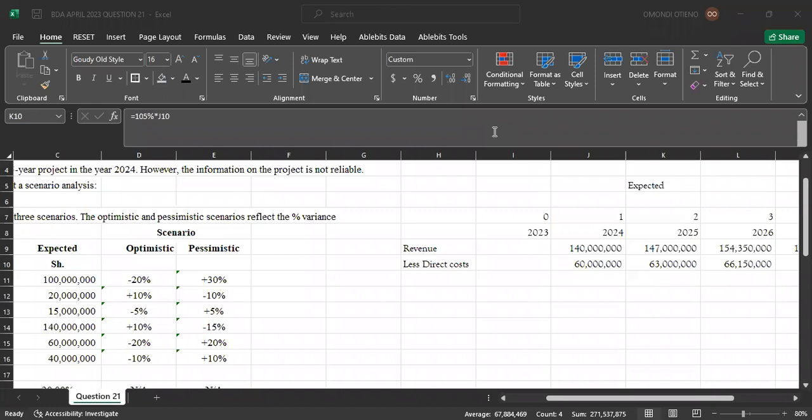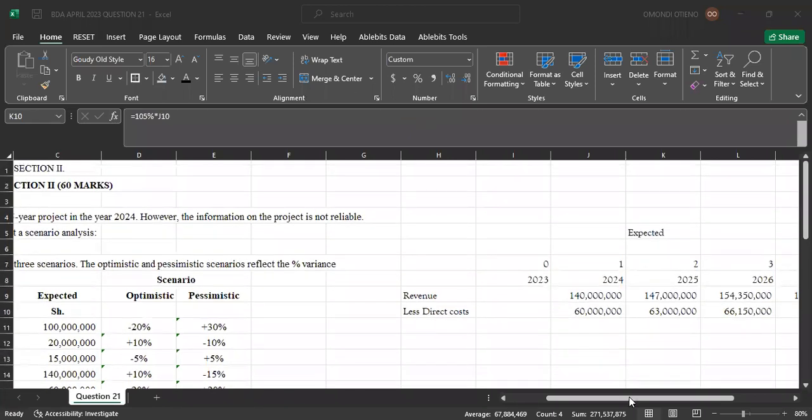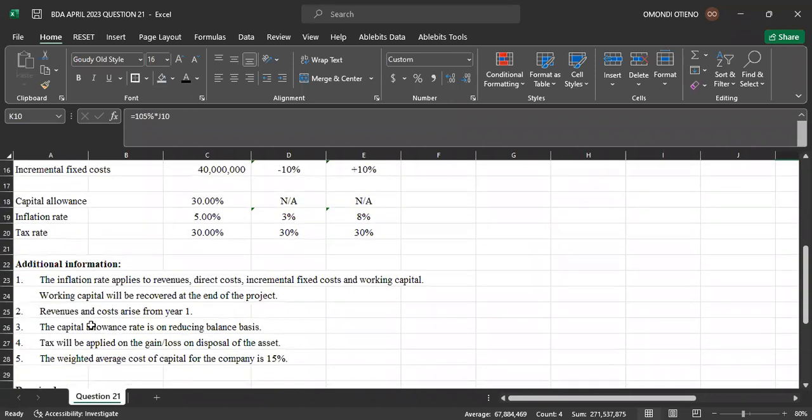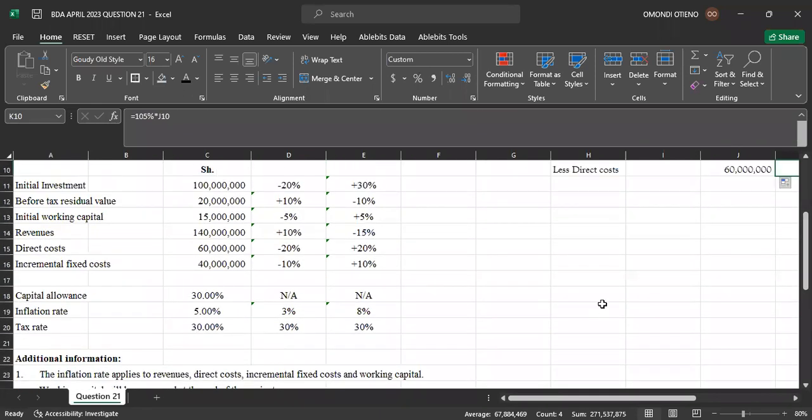I think I just explained that. Somebody to help SIP: why are we not taking the revenue value to be for year 0? Somebody to explain to SIP. Yes, it will guide you on why we are doing that. Revenue and costs arise from year 1.